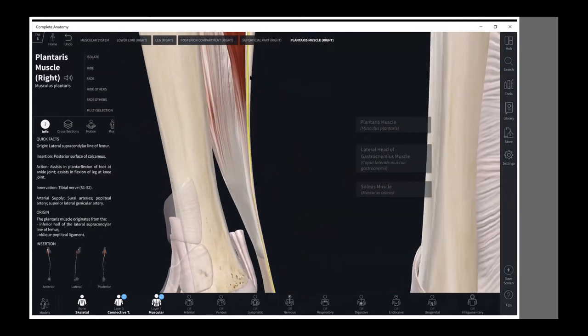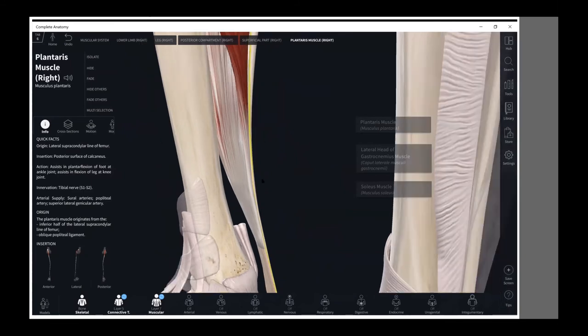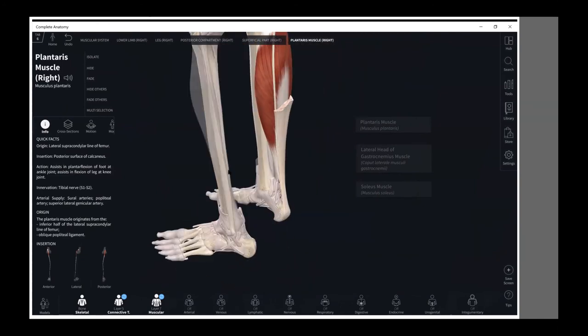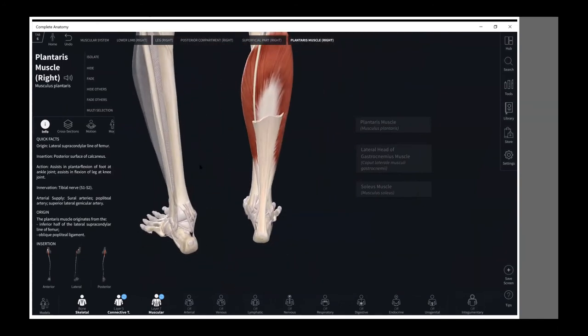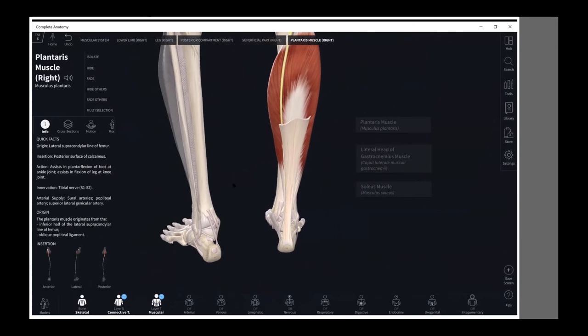On between that and on the surface, or posterior to the surface of soleus. Its action assists in plantar flexion. It's a weak plantar flexor of the foot and the ankle joint and assists in flexion of the leg and the knee joint. Innervation of your tibial nerve, S1, S2.